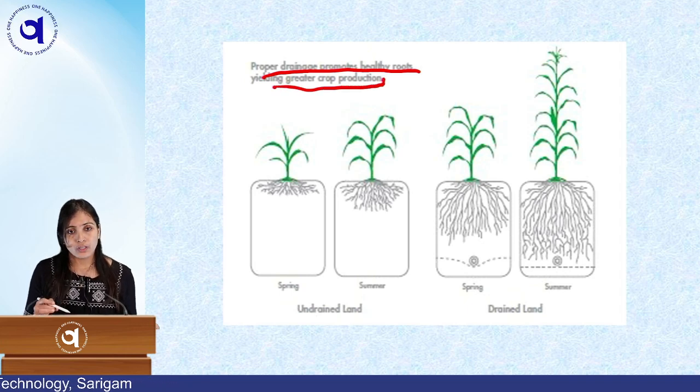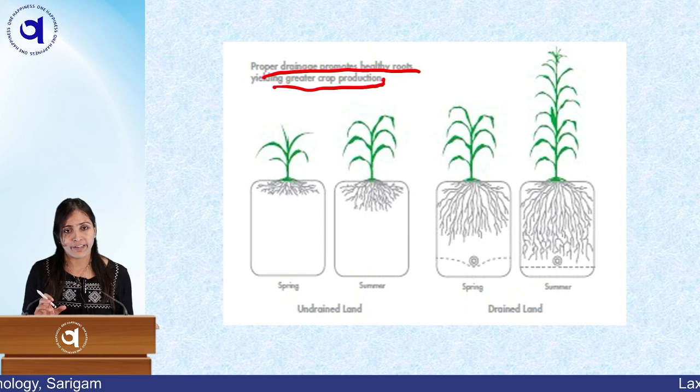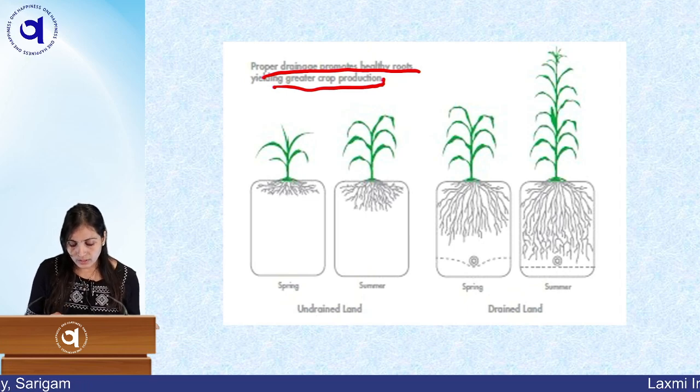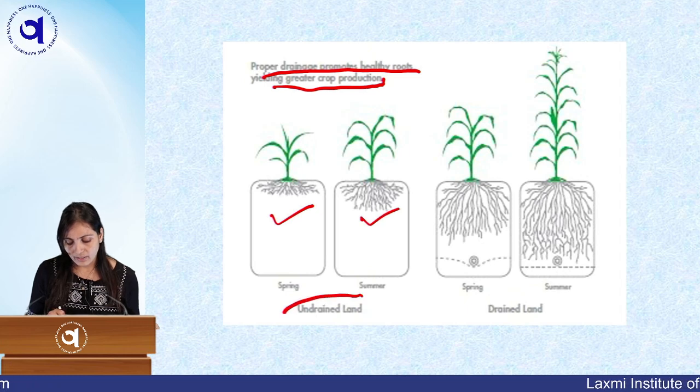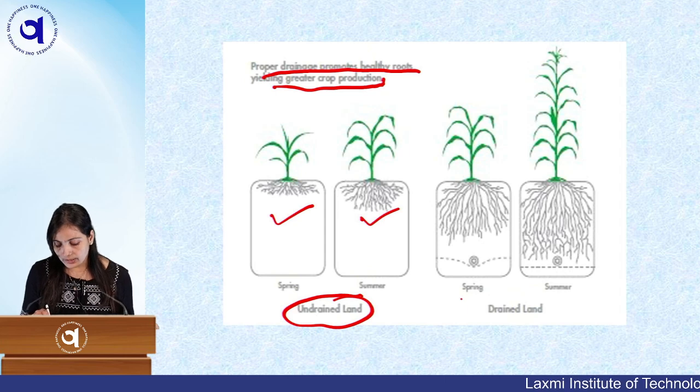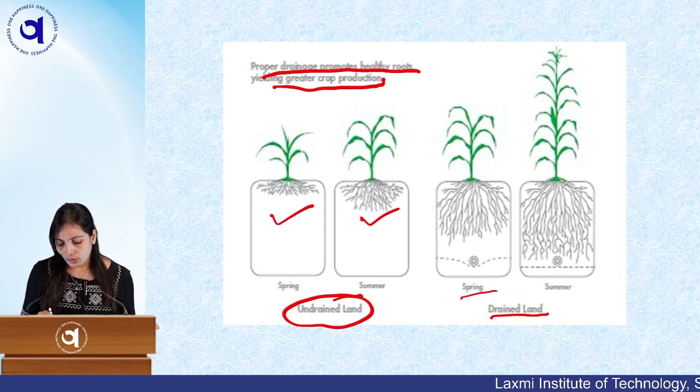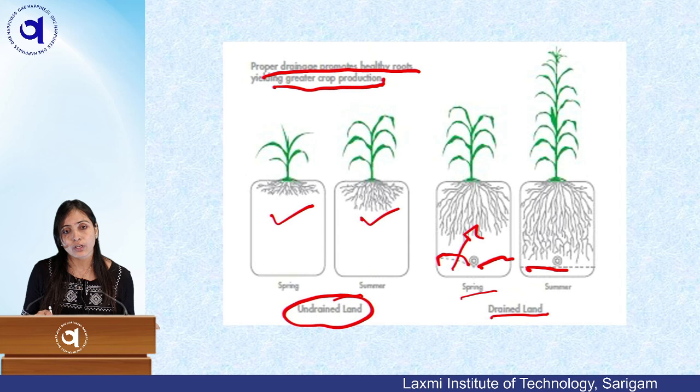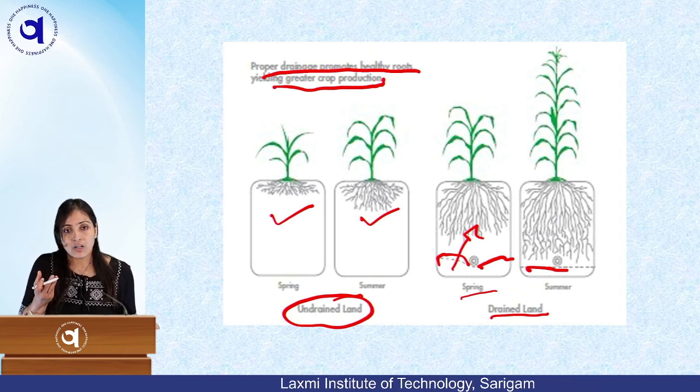If your soil has proper drainage, this is the spring season and this is the summer season, and here is the undrained land where your land is not drained. In spring season, if drained land is there, the quantity of water is present over this area. The root can utilize this water through capillary action. What is capillary action? Through surface tension, it takes water under tensile force.